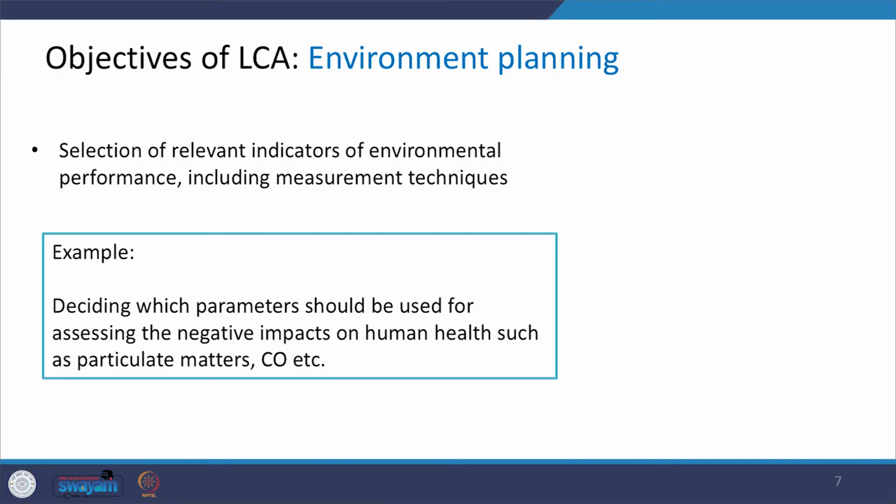Also, for environmental planning, we can use some relevant indicators which are related to performance, including some techniques. So, if we want to decide some parameters based on LCA for environmental planning, it is also a good tool. There are negative impacts on human health from a particular pollutant, let us say particulate matter, CO, etc. So, if we are doing planning for the environmental impact through different pollution sources, we can see through LCA which pollutant stream will be less in a particular planning strategy. So, for planning purposes also LCA helps us.